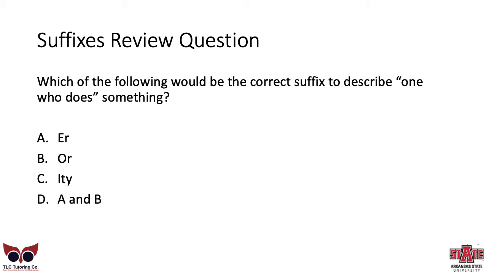Which of the following would be the correct suffix to describe one who does something? Or, ity, or both A and B? The correct answer is D. Both A and B can be used to describe one who does something. For example, one could be a teacher, or one could be a conductor.